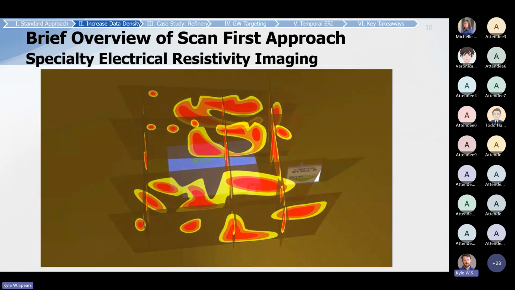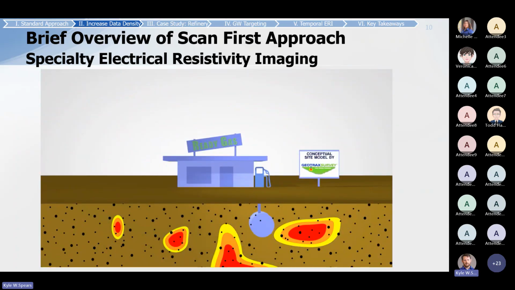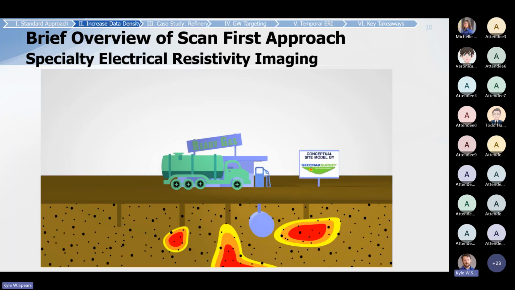And that sets us up so that we can send the remediation team in to really knock it out of the park and get most, if not all, of the contamination associated with the site. So this is an idealized scenario with the cartoon, but this is really what we're going for with the electrical hydrogeology process.